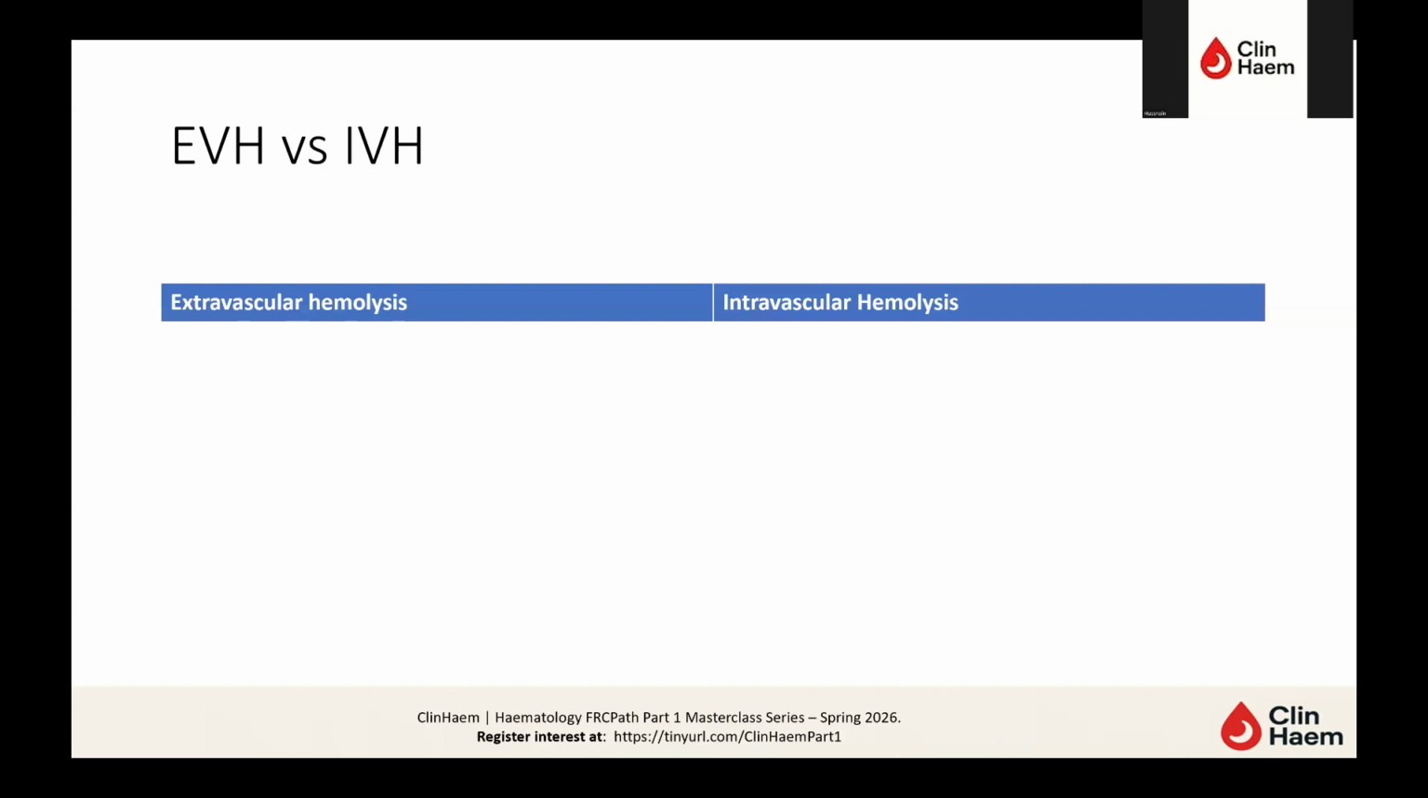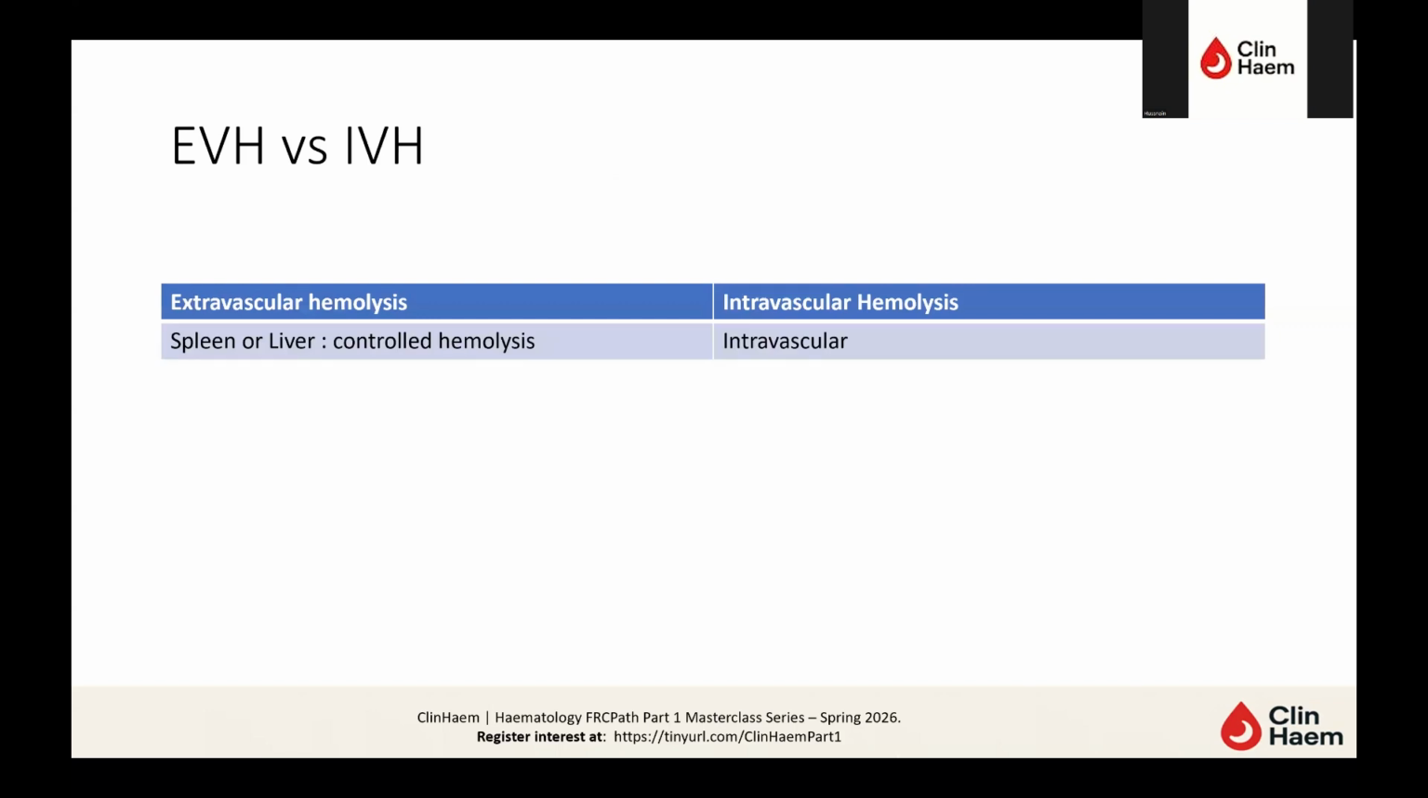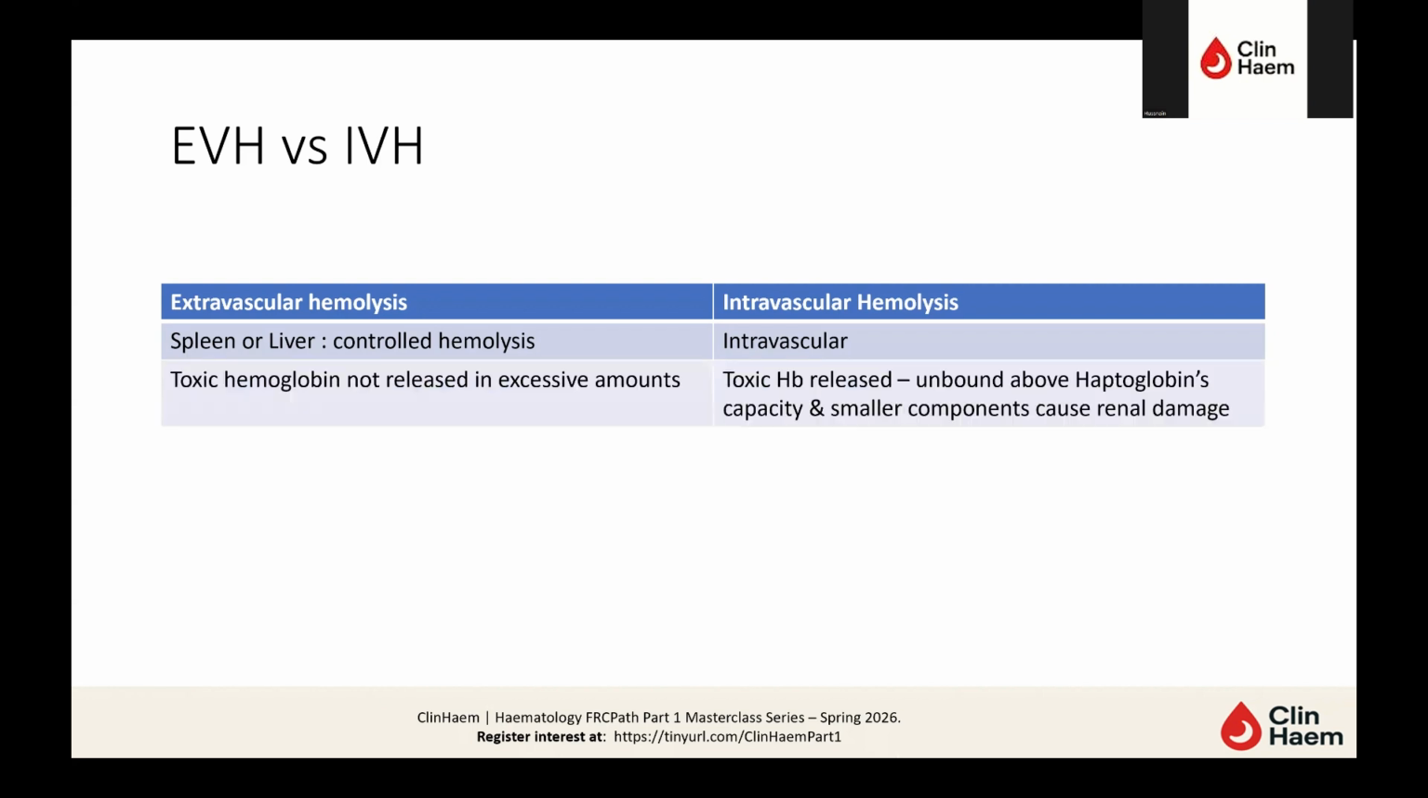Now, extravascular, as the name suggests, is the hemolysis that happens in the liver and spleen and is quite controlled, because that's how naturally you're supposed to clear the old cells anyway. So in pathogenic hemolysis, this will be happening at a bit more increased rate, so to say. Intravascular hemolysis is not normal, and this means that the hemolysis is happening within the blood vessels itself, releasing that toxic hemoglobin, which is free to cause damage to different organs, especially the kidneys.